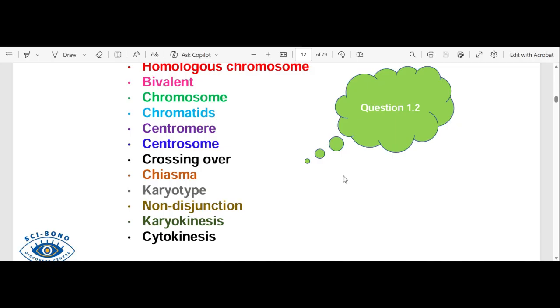Okay, let's go to our next term. Our next term is chromatids. So chromatids are just strands of chromosomes. There are two strands of chromosomes that form one chromosome.